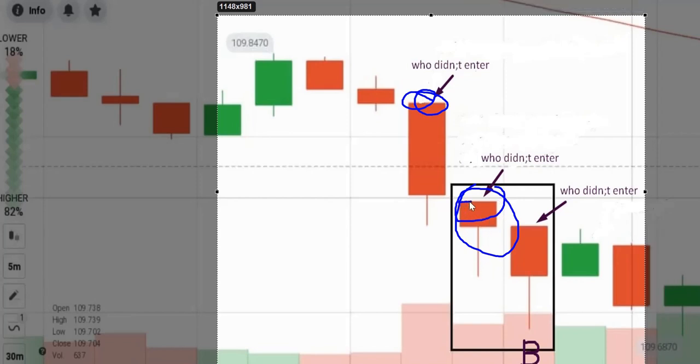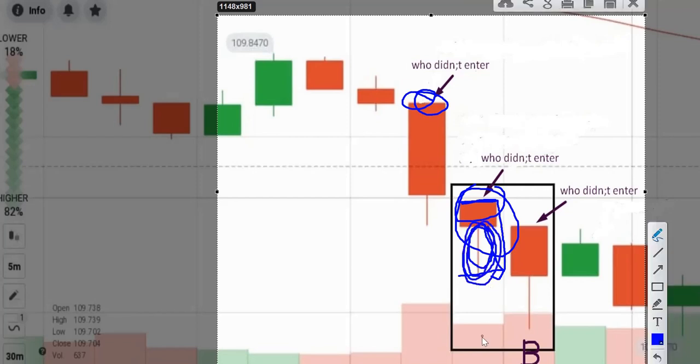Okay, now we see that sellers strongly entered from the lower side and went down, and again buyers strongly entered from the lower side. If buyers strongly enter, they should increase their volume, but buyers can't increase their volume. That means buyers are weak in this candle. Buyers are weak here. That's why this candle is red, right?